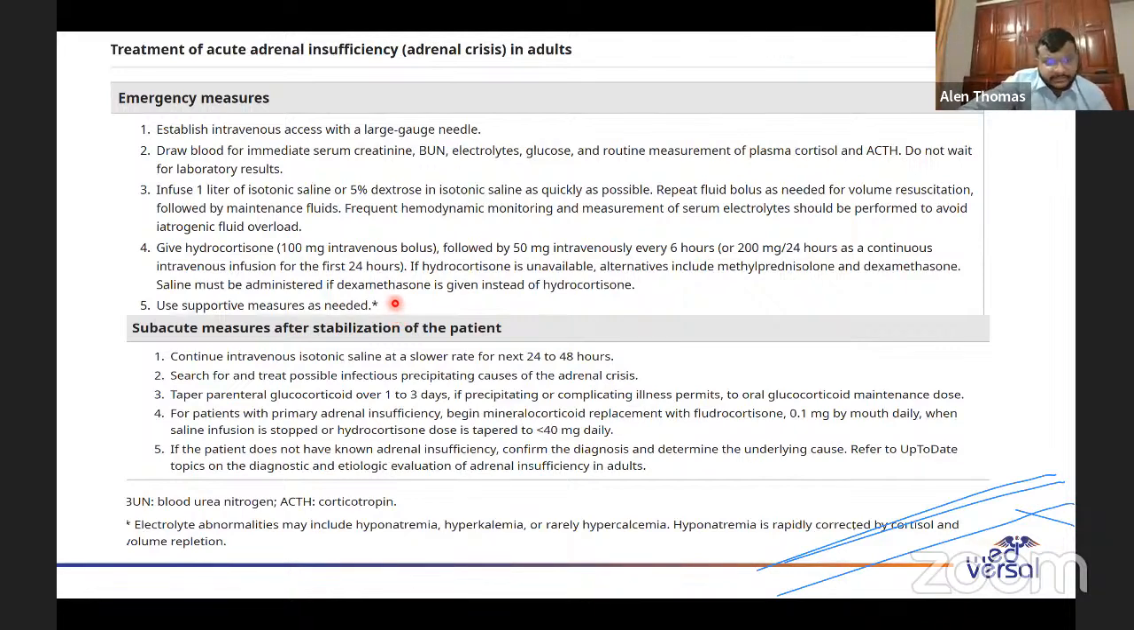Now, if you look at the subacute measures: IV saline as maintenance, treat the possible infection, taper parenteral glucocorticoid, and check if you can convert to an oral glucocorticoid. For patients with primary adrenal insufficiency, begin mineralocorticoid replacement with fludrocortisone, 0.1 mg by mouth daily, when saline infusion is stopped or hydrocortisone dose is tapered to less than 40 mg. You have to always taper the dose of your hydrocortisone or the steroids that you're using.